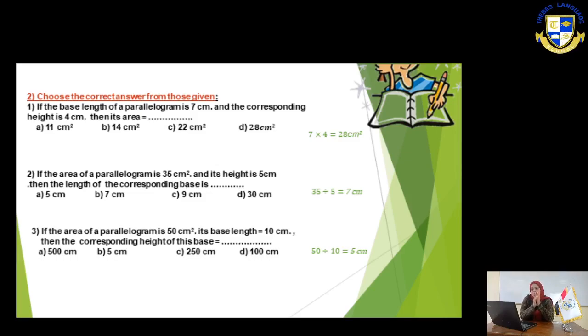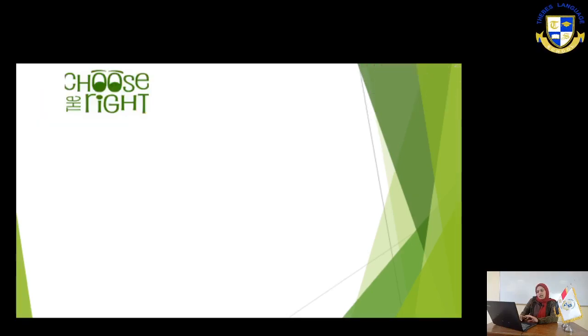Number 3: the area of a parallelogram is 50 centimeters squared and the base length is 10. Then the corresponding height to the base equals, to get the length of the height, area divided by base, which equals 5 centimeters. So the right answer here is letter B. Let's move to slide number 6 here.